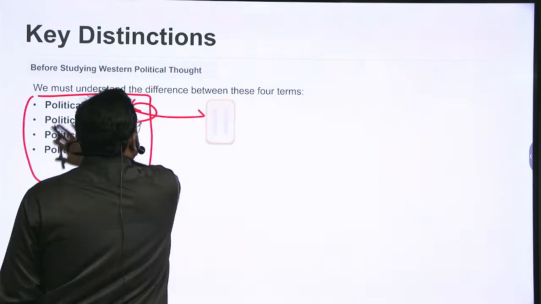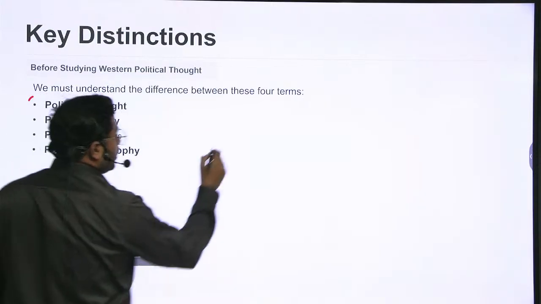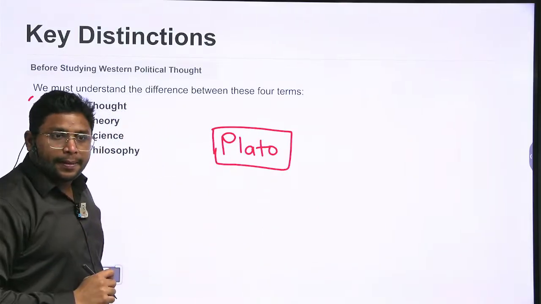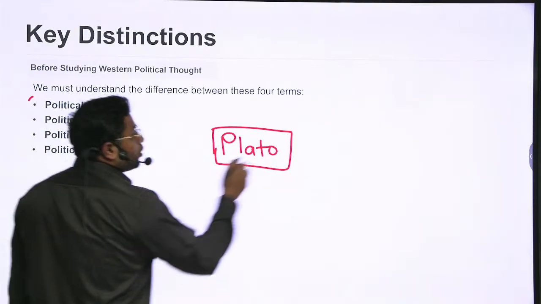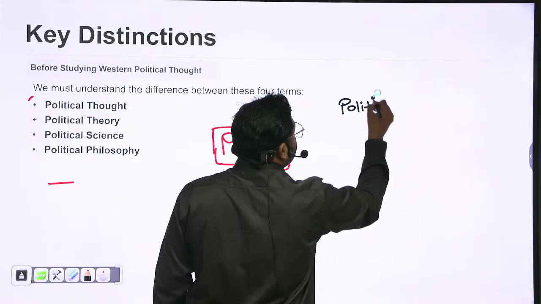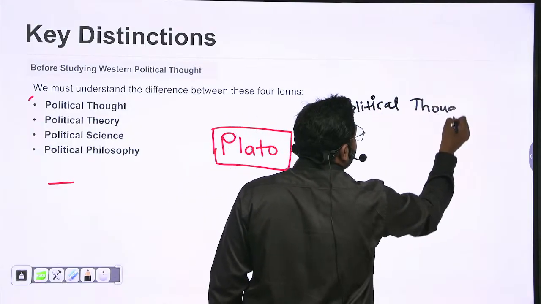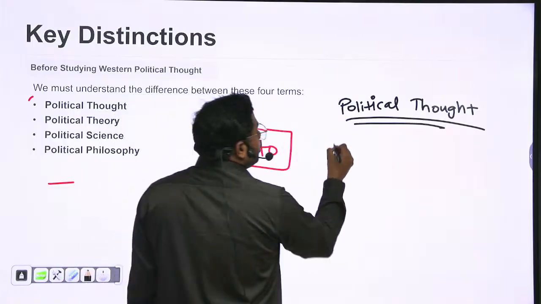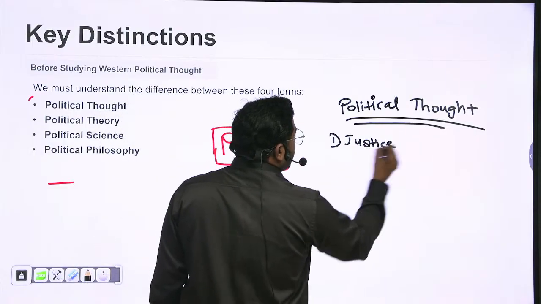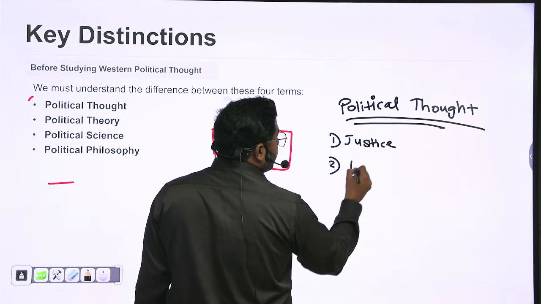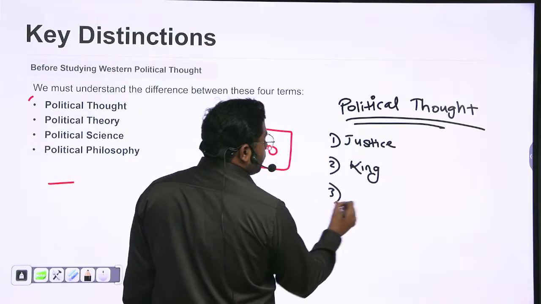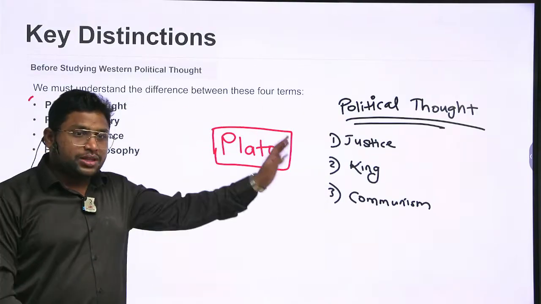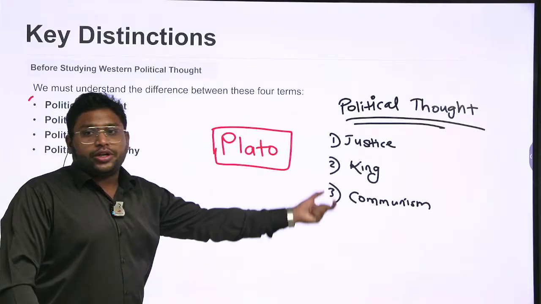Yes? Now let's say I take the example of Plato. Okay? I try to study the political thought of Plato. In that political thought, what I find, he told something about justice. He told something about, let's say, what kind of ideal king we should have. He told something about communism and so many things. Okay? So many things he talked about. I am saying this is Plato's political thought.